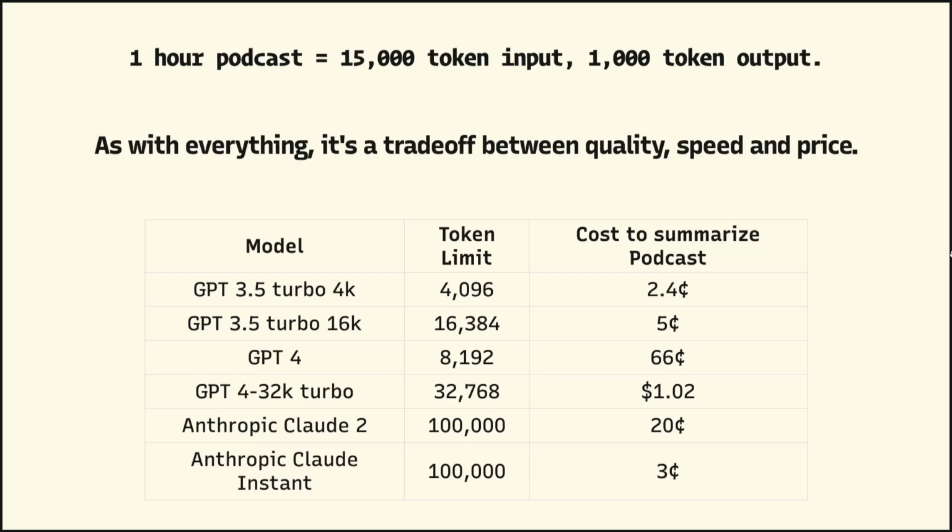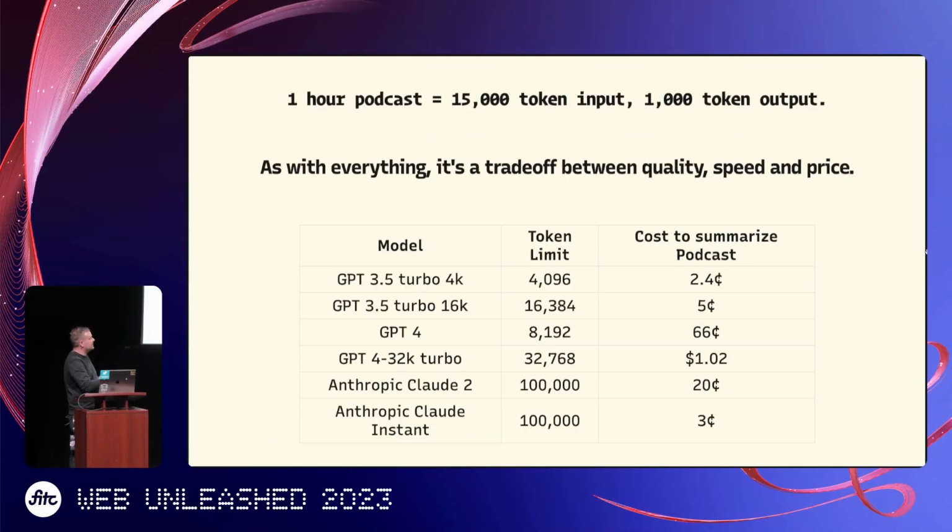So the different models that are out there, there's dozens of different models out there. It's always a trade-off between quality, speed, and price. So some of them are extremely cheap, but you can only send 4,000 tokens, right? That doesn't even cover a quarter of the podcast. And then some of them have 100,000, and we're starting to push the boundaries. So the one that most people are using right now is this 3.5 turbo 16K, meaning you can put 16,000 tokens into it.